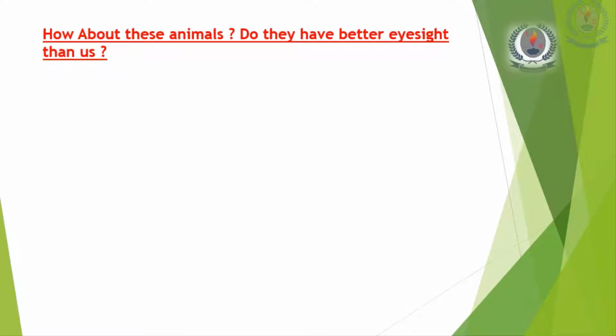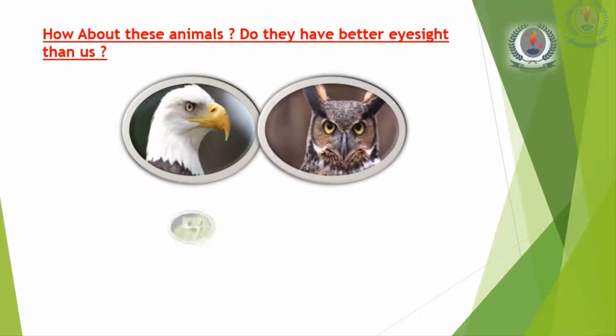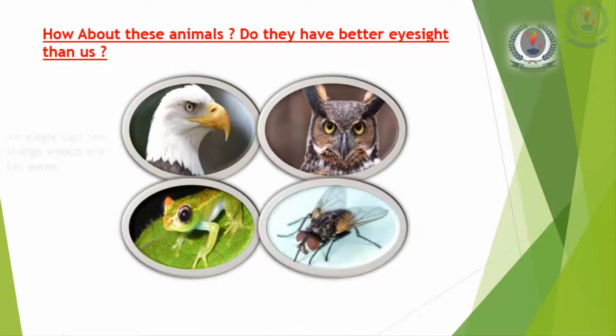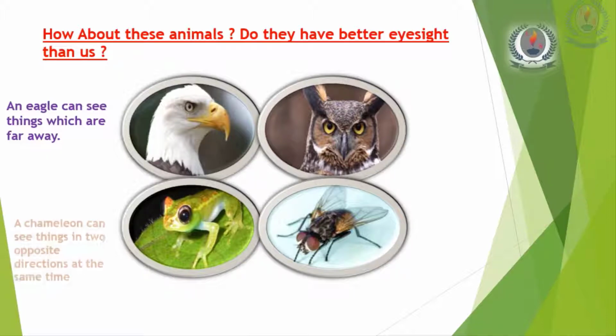Children, the topic is, how about these animals? Do they have better eyesight than us? Okay, let's see. Children, there are 4 animals here. In the first picture, you can see an eagle. An eagle can see things which are far away.